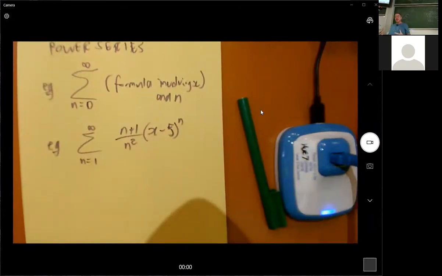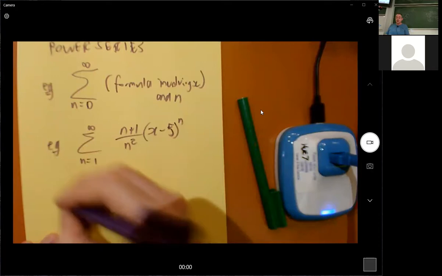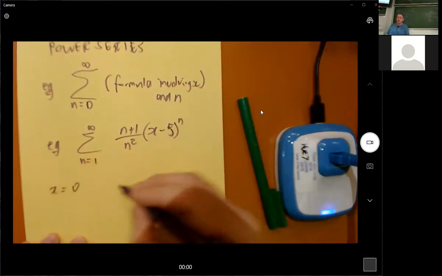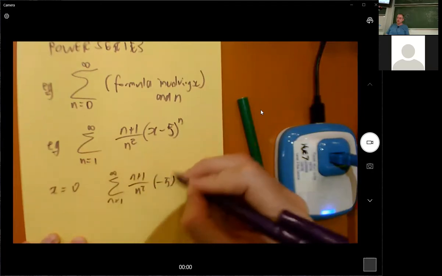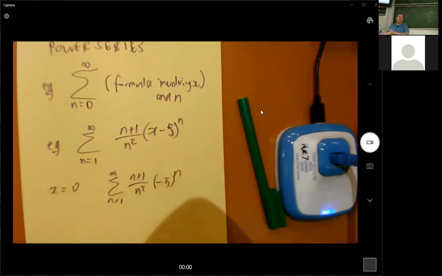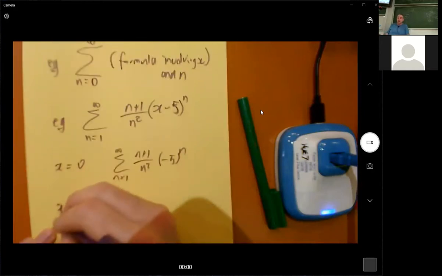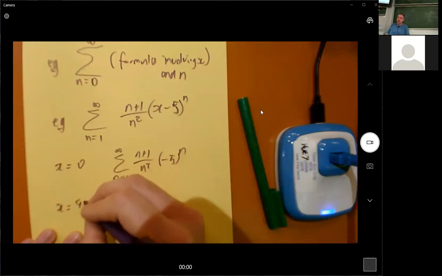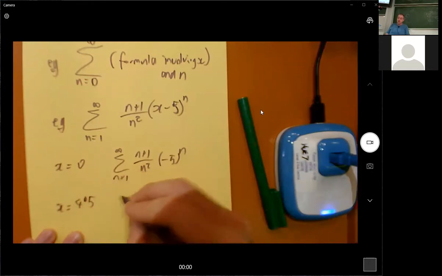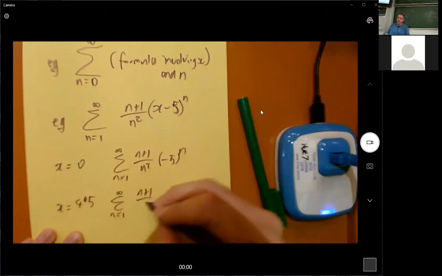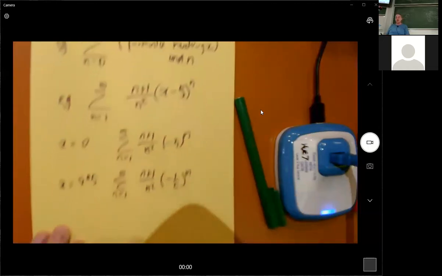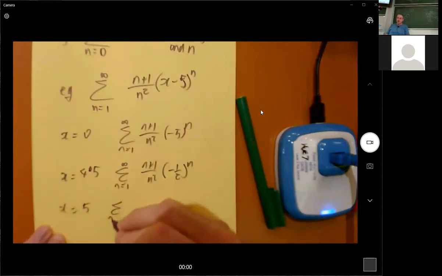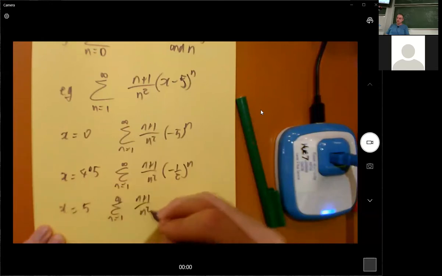And the idea behind this is that you can pick different x's and you'll get different series. So if x is equal to 0, I get this. And that's a series, and it converges or doesn't converge. And if x equals 4.5, then I'll get the sum from n equals 1 to infinity of (n plus 1) over n squared, times minus a half to the n. And if x equals 5, I'll get the sum from n equals 1 to infinity of (n plus 1) over n squared, times 0 to the n. And some of them will converge and some of them won't.